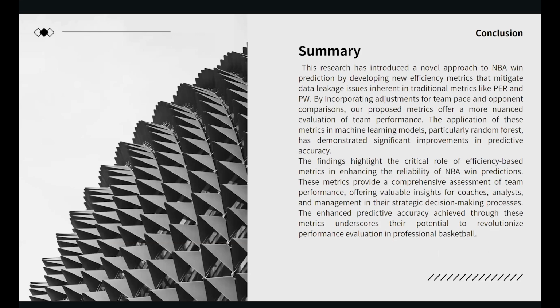Summary: this research has introduced a novel approach to NBA event prediction by developing new efficiency metrics that mitigate data leakage issues inherent in traditional metrics like PER and PW. By incorporating adjustments for team pace and opponent comparisons, our proposed metrics offer a more nuanced evaluation of team performance. The application of these metrics in machine learning models, particularly random forest, has demonstrated significant improvements in predictive accuracy and stability. The findings highlight the critical role of efficiency-based metrics in enhancing the reliability of NBA event predictions.